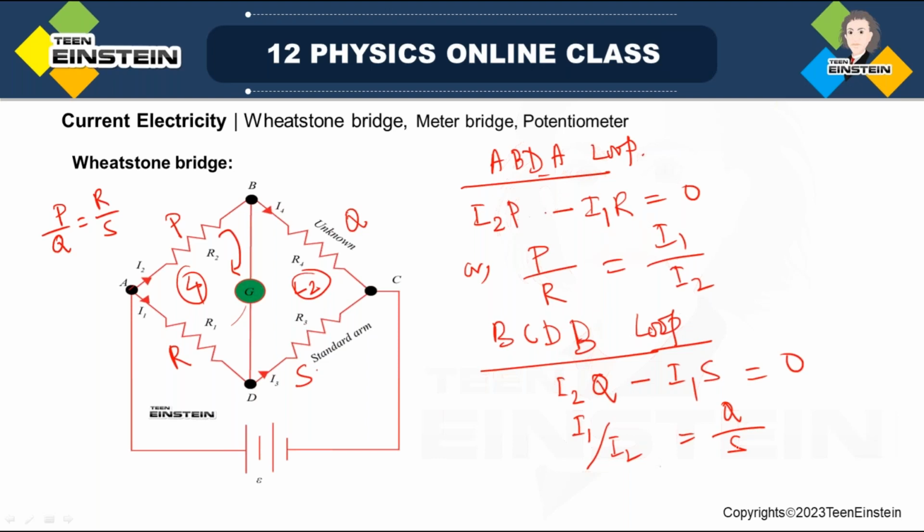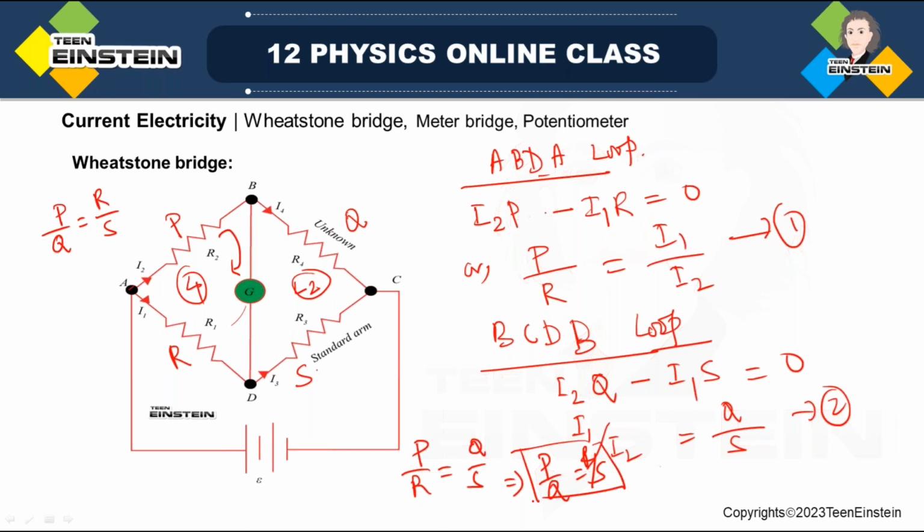Right? Q by S. So this is equation number 1, this is equation number 2. If I equate them, what do we get? P by R is equal to Q by S. This can be rearranged: P by Q is equal to R by S. So this is the condition for a balanced bridge. P by Q is equal to R by S.